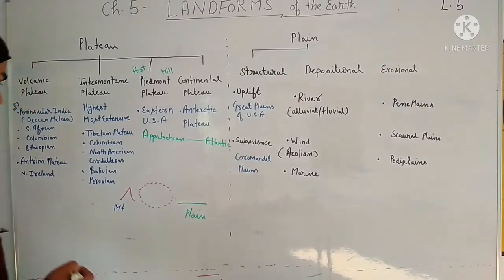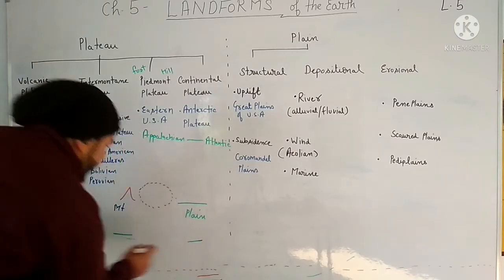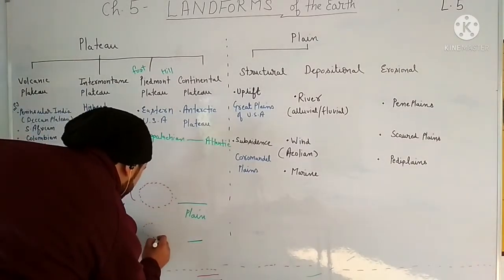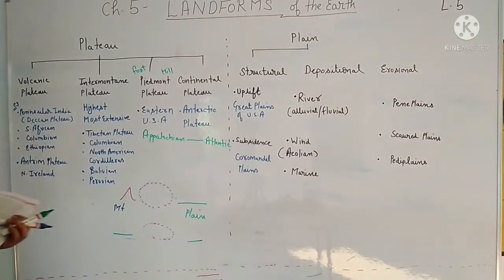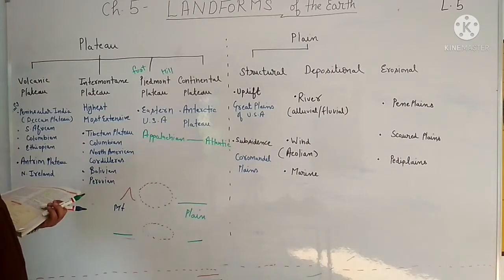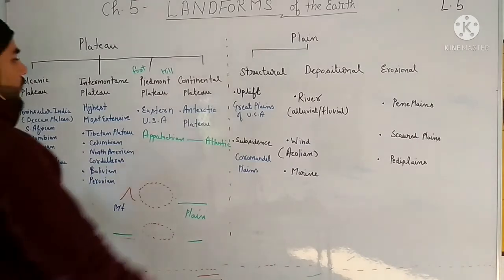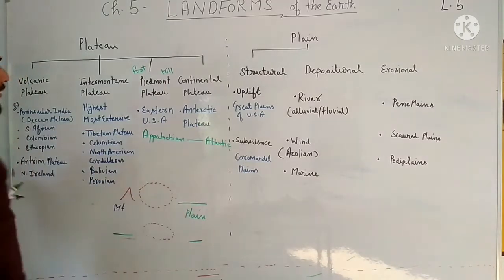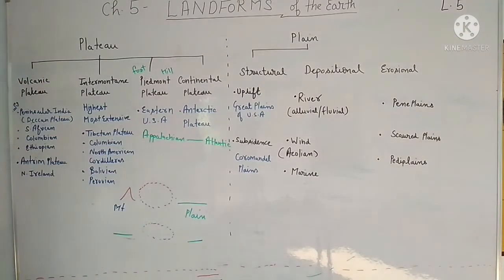What is Continental Plateau? If there is a plain and here also a plain, and in between there is a highland like this, that highland which has a flat top and lies between the two plains is called what? That is called Continental Plateau. And the example is Antarctic Plateau. So that was all about the plateaus.